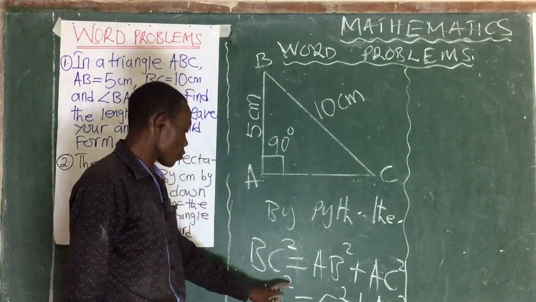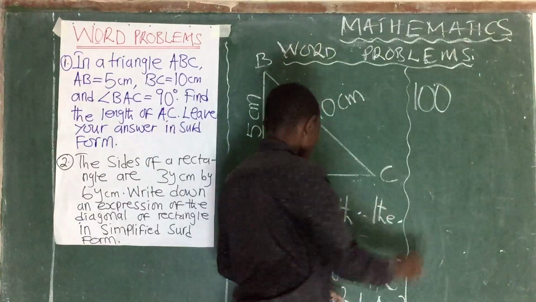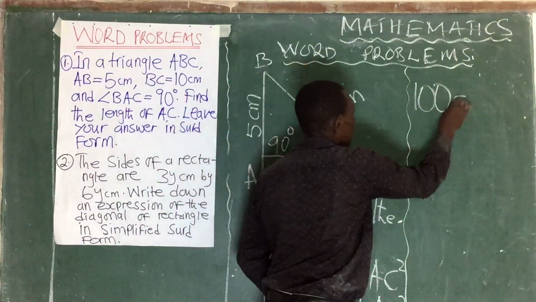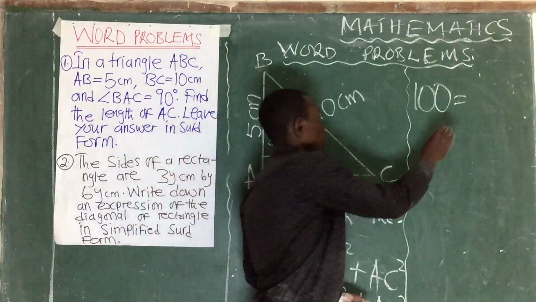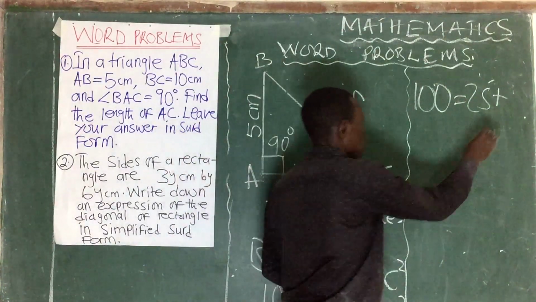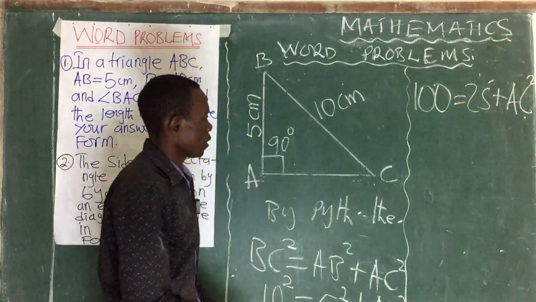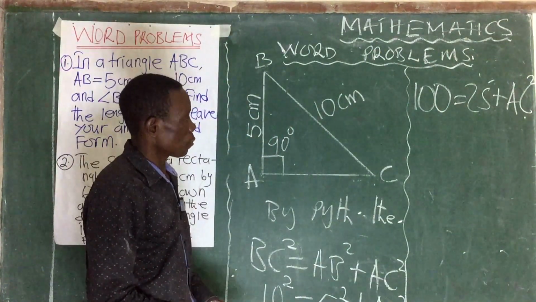So we have here 10 squared, which is as good as giving us what? 100, right? And then 5 squared gives us what? 25. Then plus AC squared, there's nothing we're going to do with that one. We just write it AC squared like that. Then next, what do we do?